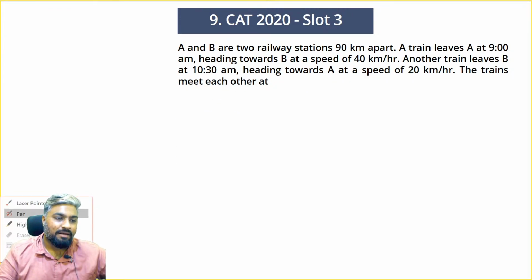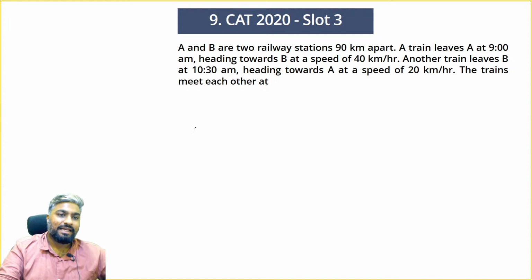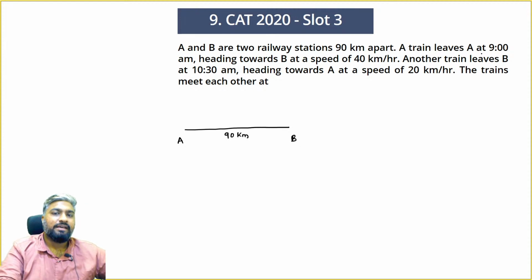What are they saying? A and B are two railway stations 90 kilometers apart. Okay? So let's say this is A, this is B. Distance between them is 90 kilometers. Train leaves A at 9 a.m. Let's say train 1 or train X. Train X leaves, let me write it here. Train X, it leaves how much? At 9 a.m.